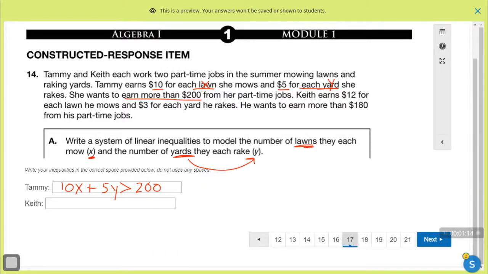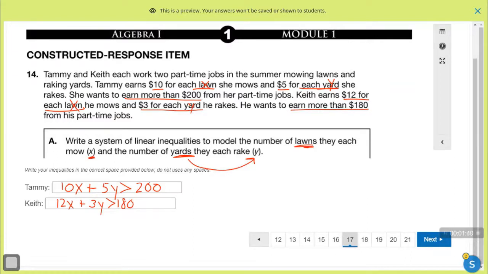Let's do Keith. Keith earns $12 for each lawn, X. So $12X, plus he earns $3 for each yard. That's Y, so plus 3Y. And he wants to earn more than $180, so I want that to be greater than $180. Those are our two inequalities that we can write at this point.